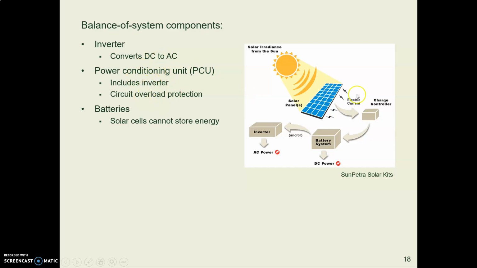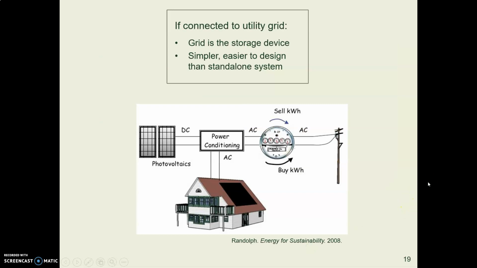Then there's a power conditioning unit that keeps things working well. And if you're not connected to the grid, you might need batteries. If you are connected to the grid, life is relatively simple. The grid is the storage device. So sometimes the sun is shining and sometimes it's not. And if you're producing more electricity than you need, net metering lets you sell that surplus to the grid. If you're producing less electricity than you need, then being connected to the grid lets you just take power this way through the meter.